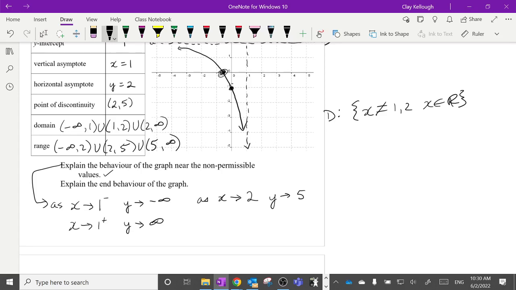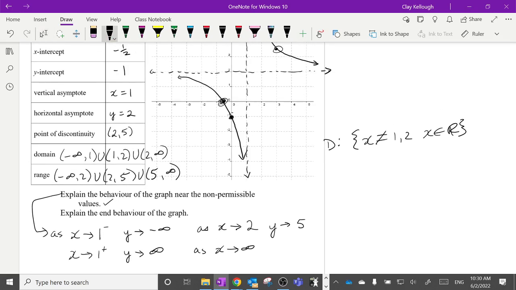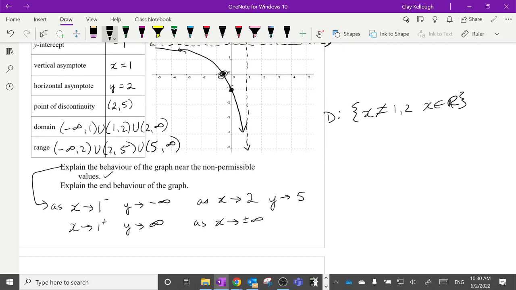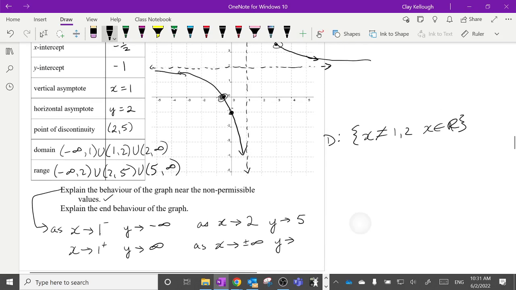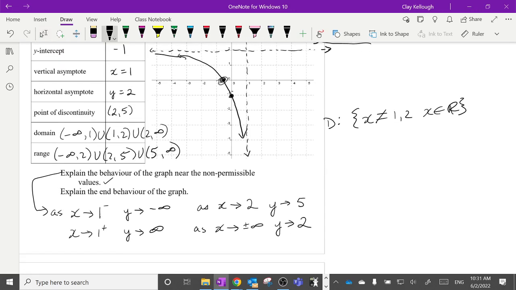The end behavior, as x gets bigger forever, what's y doing? Y is approaching, and actually I could say again, it's the same in both directions. So I'll say plus or minus infinity. Whether I'm going forever that way or forever that way, what's y doing? It's approaching 2, right? Because that's the asymptote. It's getting infinitely close to 2, but it'll never touch it. So there we go. So that's my end behavior.